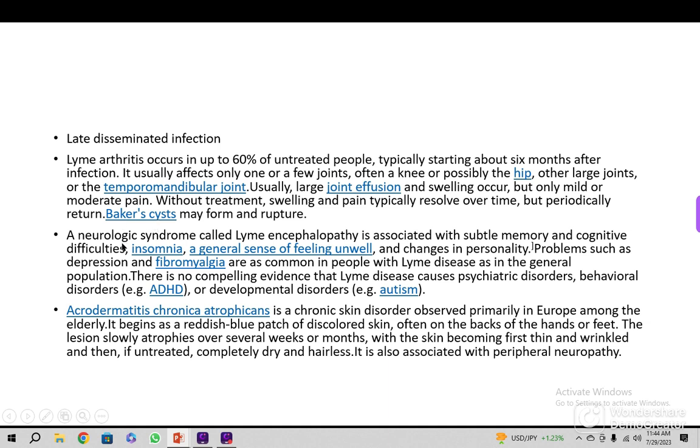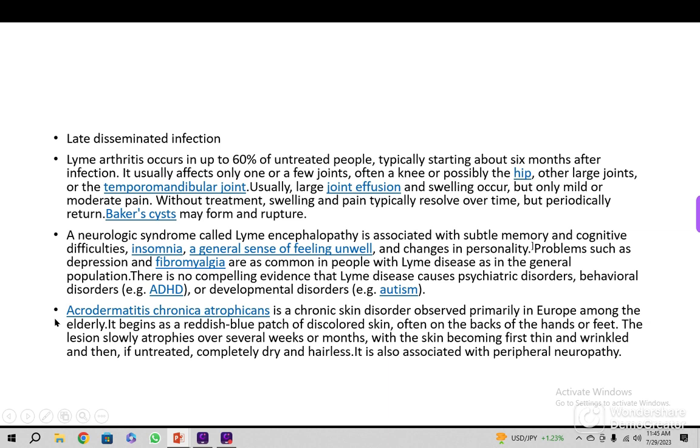A neurological syndrome called Lyme encephalopathy is associated with subtle memory and cognitive difficulties. There will be insomnia, a general sense of feeling unwell, and changes in personality. The patient becomes mute, less talkative, and cannot recognize people properly. Problems such as depression and fibromyalgia are common in people with Lyme disease, as in the general population. There is no compelling evidence that Lyme disease causes psychiatric or behavioral disorders like ADHD or developmental disorders, for example autism in children.